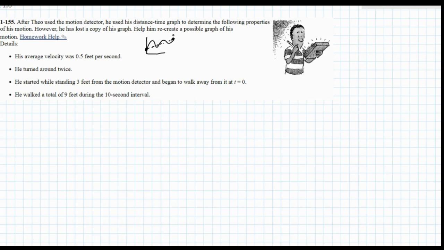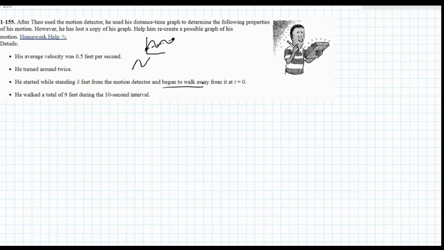So I know that my average slope, graphically speaking, can be found using the beginning and ending points connected with a line. It says he turns around twice, so with a distance versus time graph, if he walks away and then walks back, that's turning around once, and then walks away again, that's turning around twice. So I know it's going to look something like that, because in part 3 it says he begins to walk away. So he's not walking towards the motion detector, he's walking away. So he's walking away, coming back, and then walking away again, and that would be turning around twice.